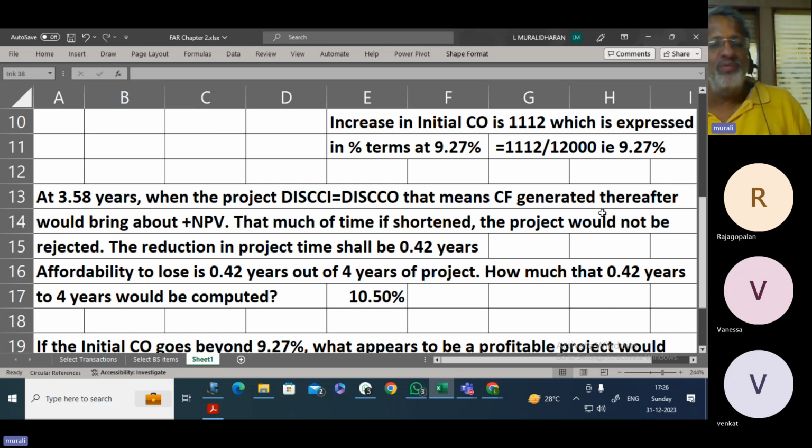That means the cash flow generated thereafter would bring about positive NPV. That much of time, if shortened, the project would not be rejected. The reduction in the project time shall be a maximum of 0.42 years. I have the affordability to lose 0.42 years out of 4 years, which can be quantified as 10.5%. Now I will explain why I have to use percentage terms.